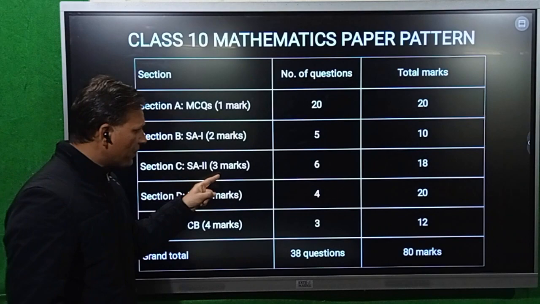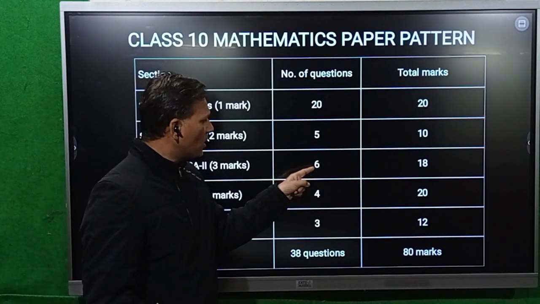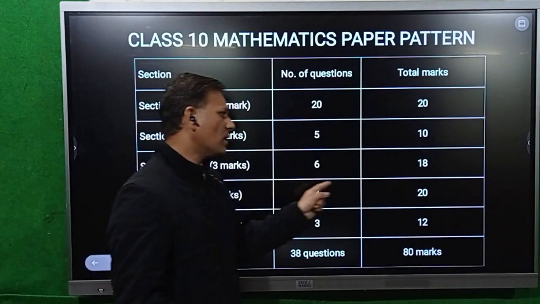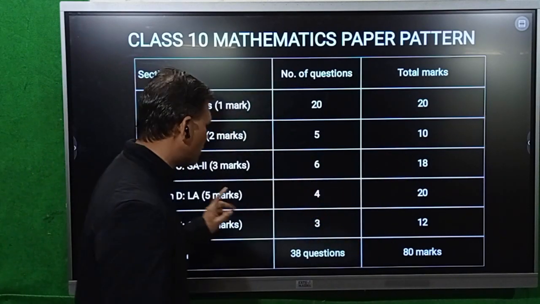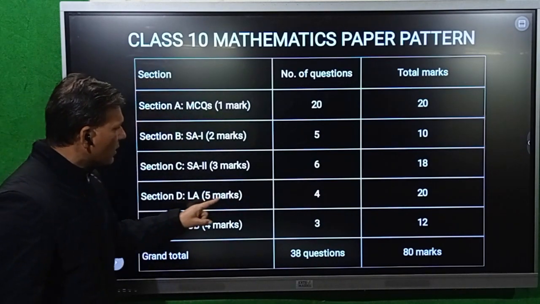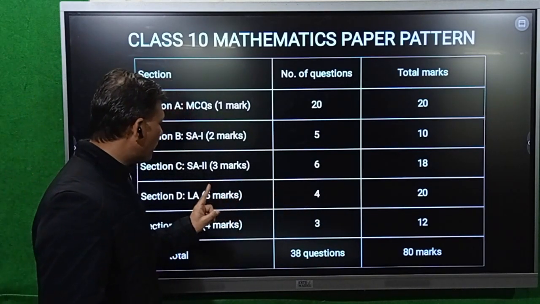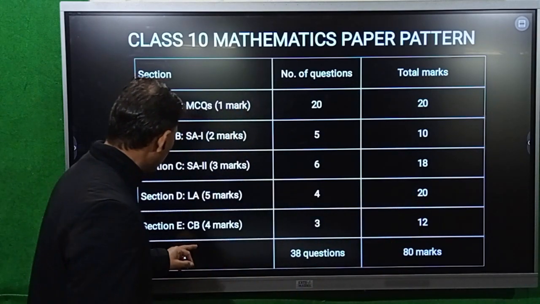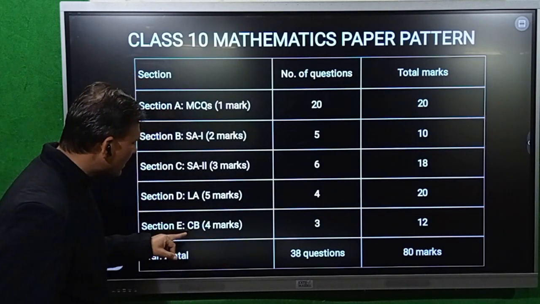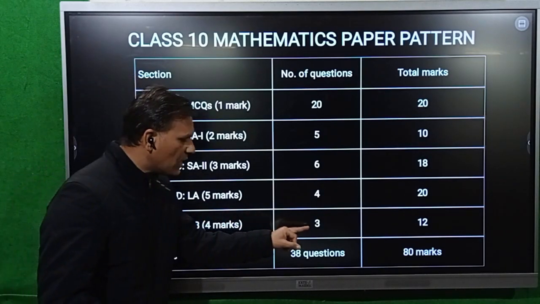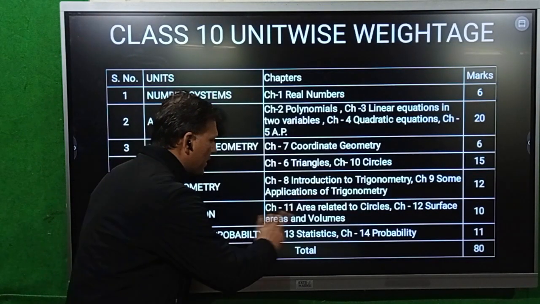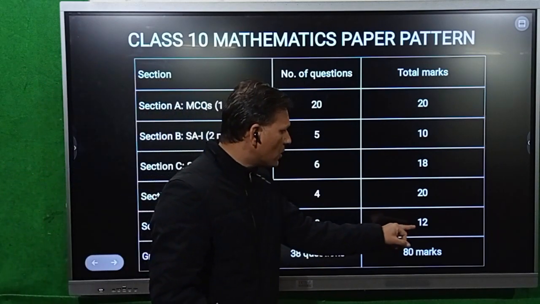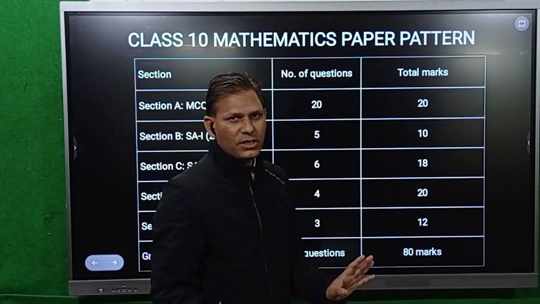In Section C, there are 6 questions, each question has 3 marks weightage, and the total is 18 marks from this section. In Section D, you have to attempt 4 questions with 5 marks each, a total of 20 marks. And Section E has case-based study questions; you have to attempt 3 questions, each with 4 marks, so you can cover a total of 12 marks from this section.